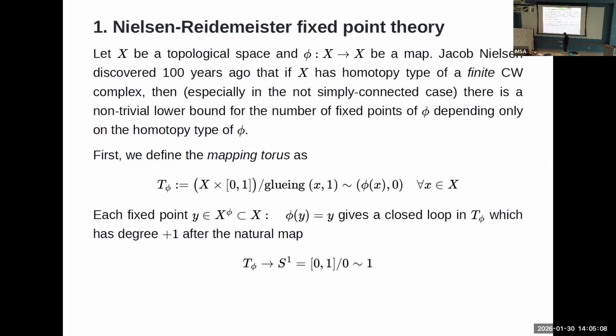First of all, we can define the mapping torus. You multiply your space, a polyhedral space, by an interval and glue the endpoints according to the map. If it is an automorphism of the space, then I get an actual fibration, but this is general, for a singular space. And obviously each fixed point gives a closed loop in the mapping torus. And these closed loops have degree 1 if you map this mapping torus to the circle.